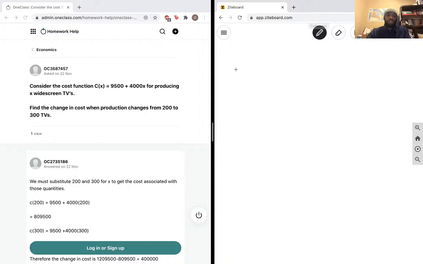So this is question 2 for us. And the question says, consider the cost function C of x equals 9500 plus 4000x for producing x widescreen TVs. Find the change in cost when production changes from 200 to 300 TVs. So first thing we're going to do is write down our equation.